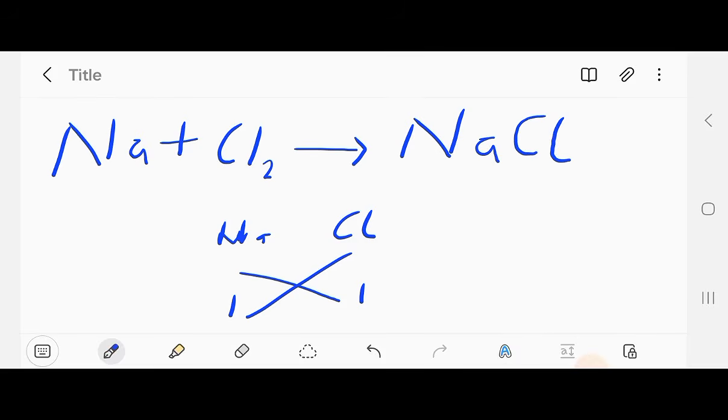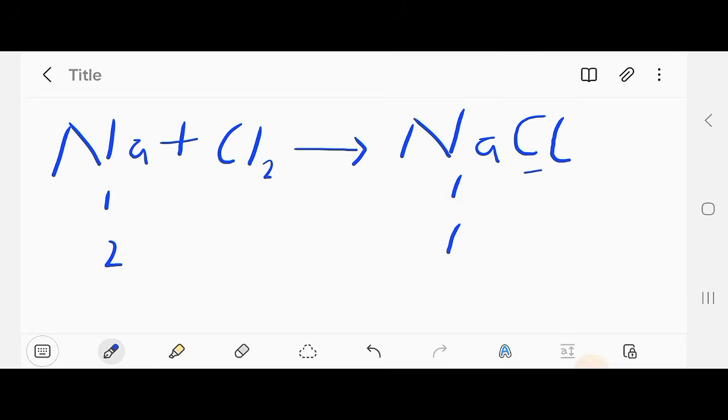Now this is not balanced. How do we balance this? This is how we balance it. We need to look at how many atoms of sodium we have. We have 1. How many atoms of chlorine do we have? There are 2. How many atoms of sodium do we have here? 1. How many atoms of chlorine here? 1. So what whole number do you multiply this by to get 2? Multiply by 2. But to multiply by 2, you need to put the 2 in front of the whole compound.